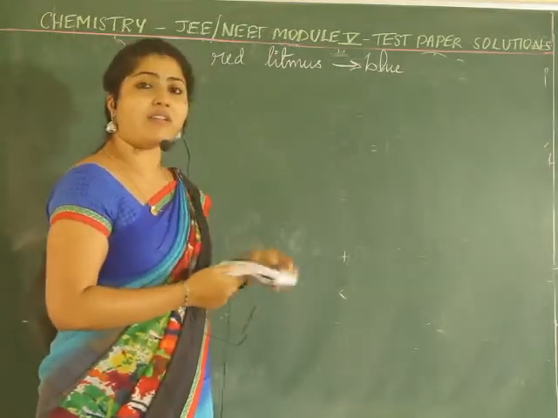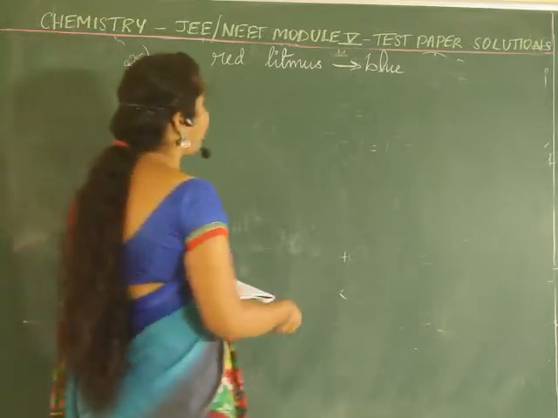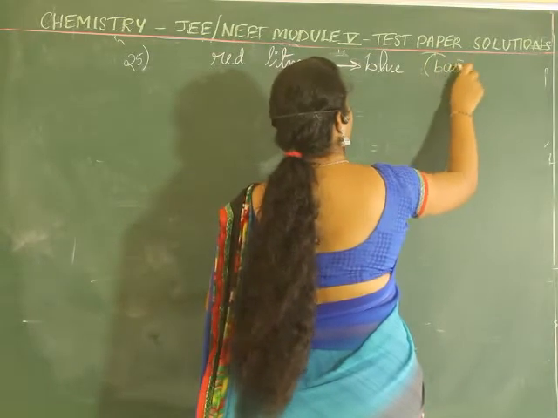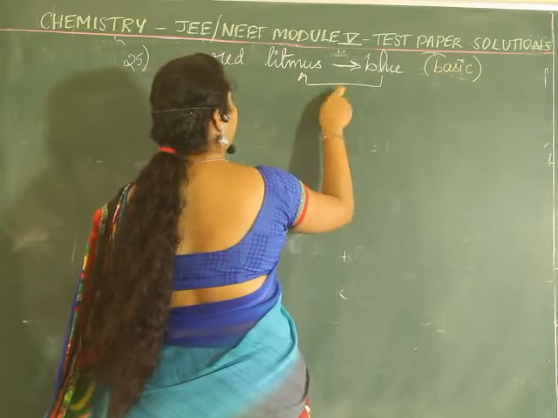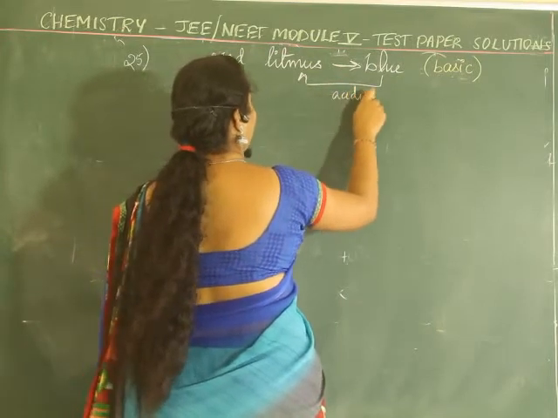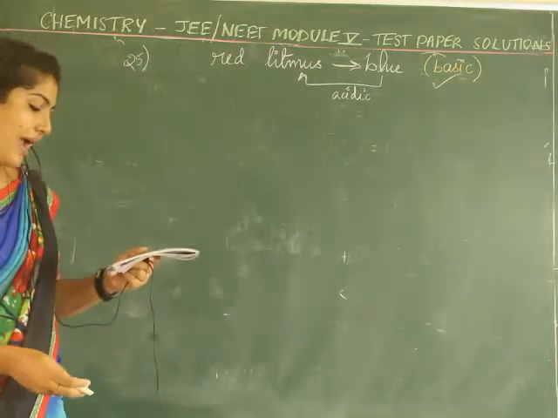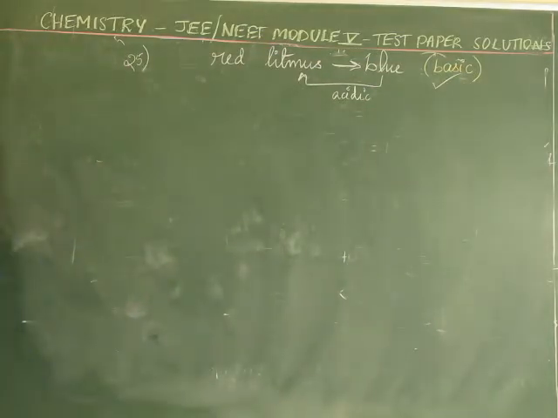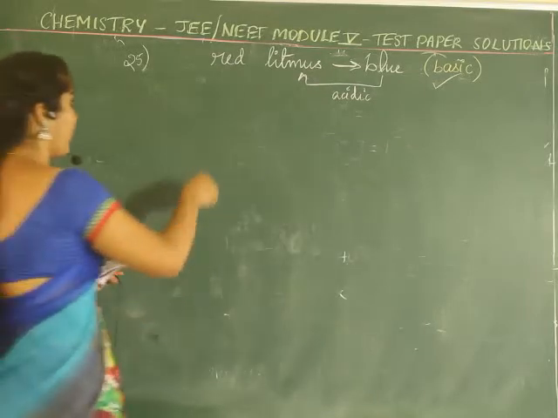If it has to turn red litmus into blue, then which type of solution must it be? You know, if red litmus has to turn blue, then it must be a basic solution. If blue litmus must turn red, then it must be an acidic solution. But in the question they have asked about basic solutions, and they have given you options, out of which you have to check which one shows basic behavior.